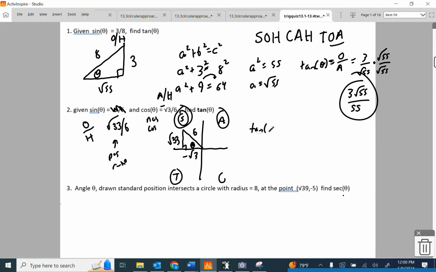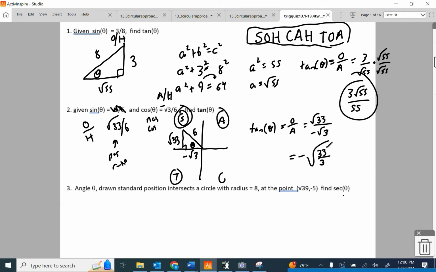And the tangent of this angle would be the opposite over adjacent. Again, you're thinking about all this SOHCAHTOA stuff. Opposite is a root 33. It's sitting over a negative root of 3. I can think about that as a negative radical containing 33 over 3 in it, which is a negative root of 11.